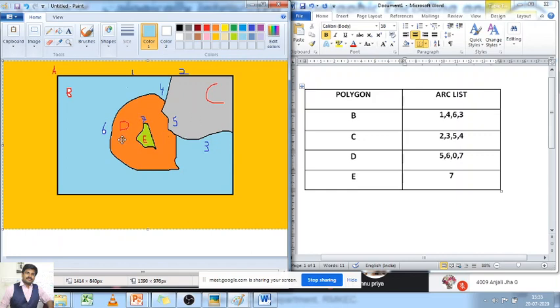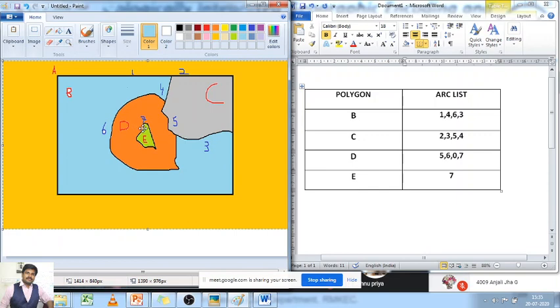Next one is D. This is very, very important. Okay, so before having D, we will first move on to E. So E looks like an island, correct? So the only border which has been connected to that E is 7. So everybody has given the right answer for E is 7, means 7 alone. Okay, so now coming back to D.